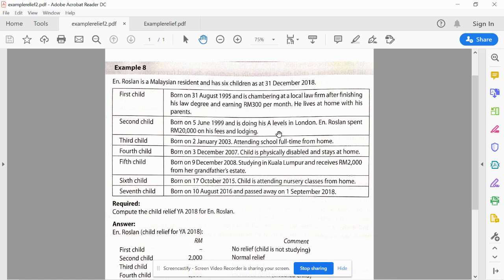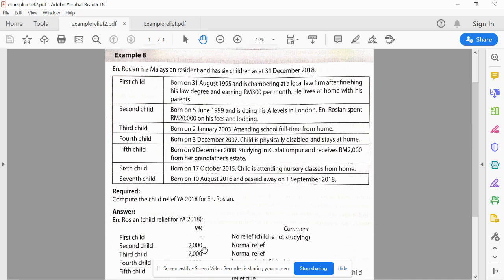Alright, if you refer to child relief, for the full-time instruction, he must study. If you look at here, the child relief is 2,000 ringgit, the normal relief. Why? Because even though he is doing A levels, it is not considered as a university or college level, right? But if the child is studying in polytechnic, then he or she would be qualified for a relief, but not for A levels. And that is why for the second child, the relief is only 2,000, a normal relief.